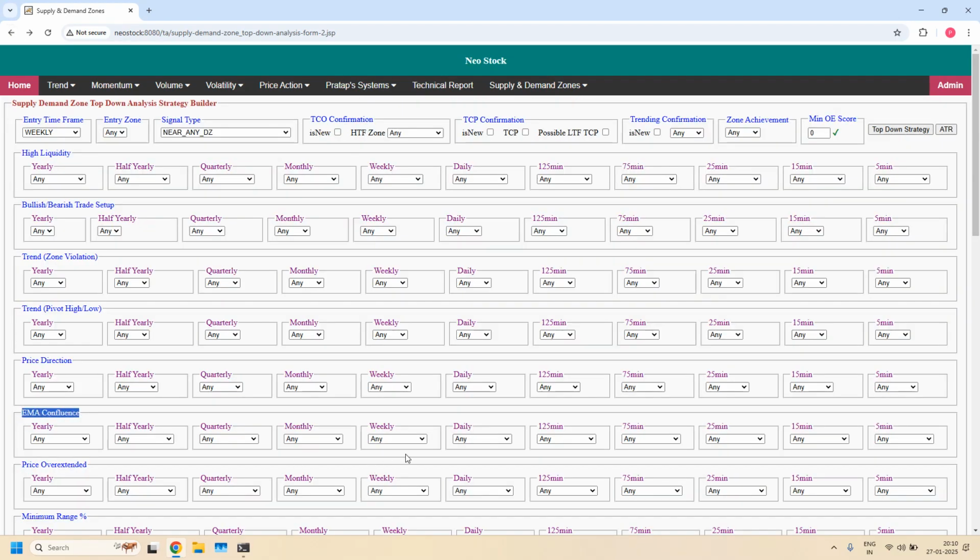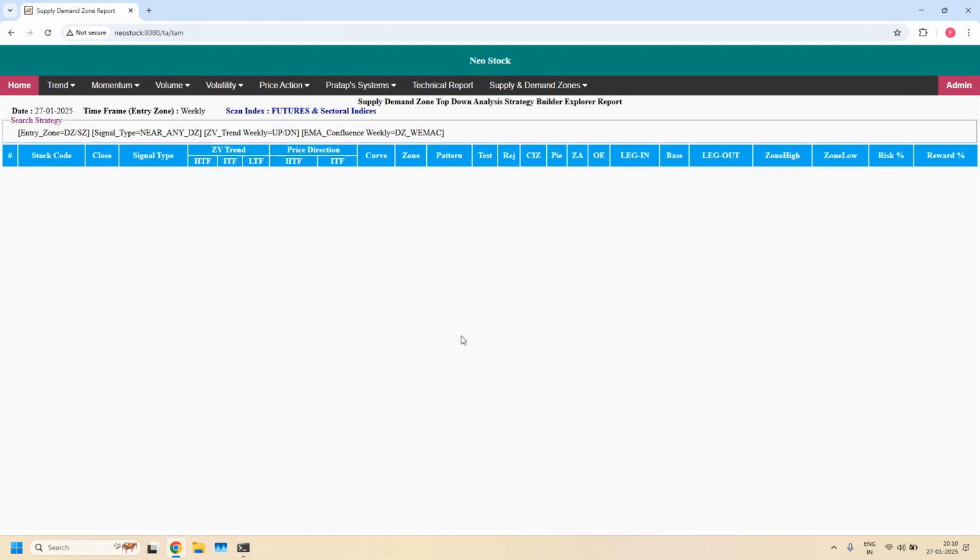So let me add that filter on weekly time frame, weekly demand zones having weekly EMA Confluence, and trend on the weekly time frame either up or down. Now none of those weekly demand zones are having weekly EMA Confluence.